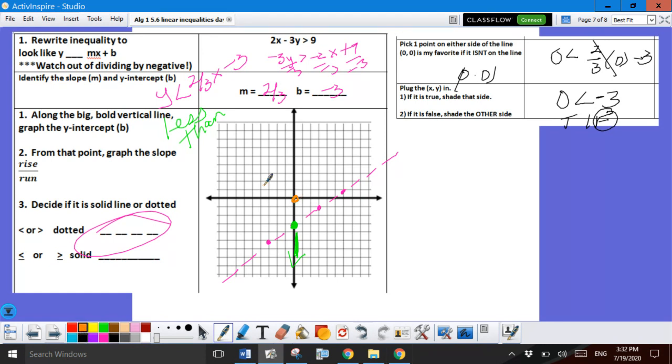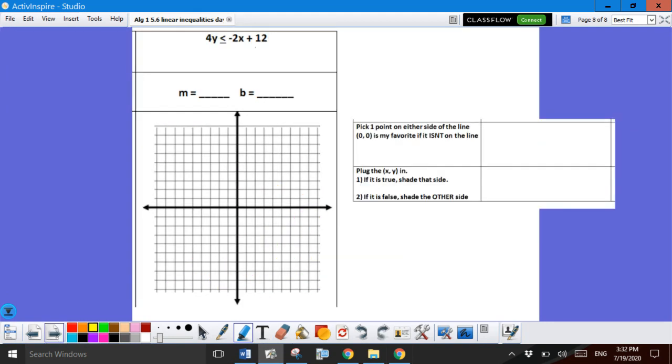And here's 0, 0. So that makes sense. This is the false side where 0, 0 is. This is my true side. So I'm shading the true side. So my guess saying I'm shading down was correct. Okay, you try this one. Solve it for y, get it graphed, check your shading, double check that you actually did your guess correctly with a test point.